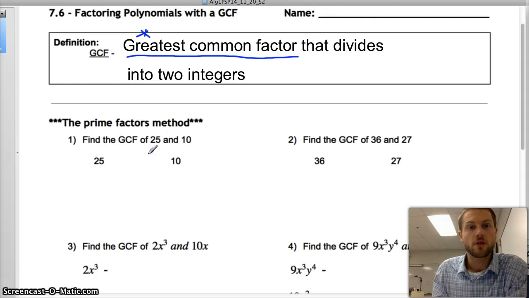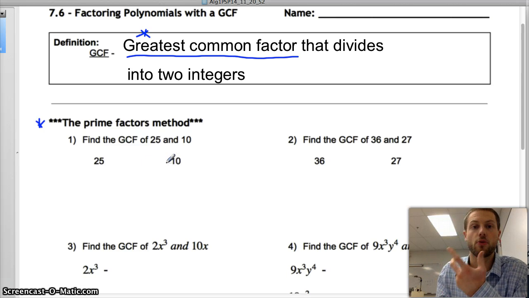There are a couple of different methods you can use to find the GCF. The one that we'll look at first will be the prime factors method. Basically, all we're doing is taking two numbers, figuring out what the prime factors are, and seeing what they have in common.